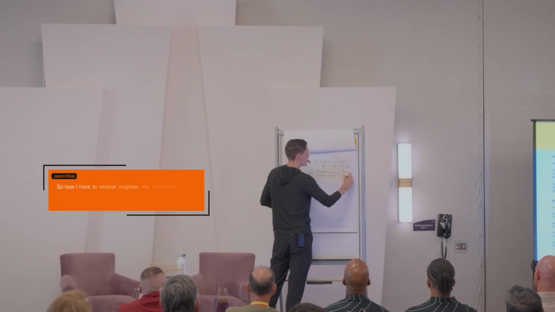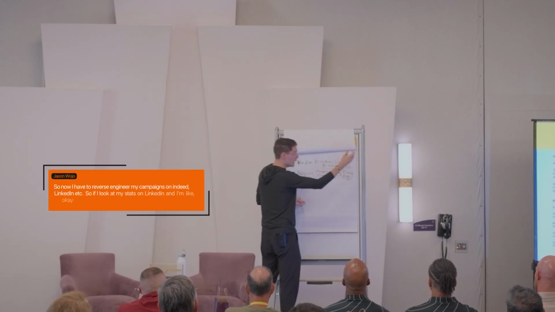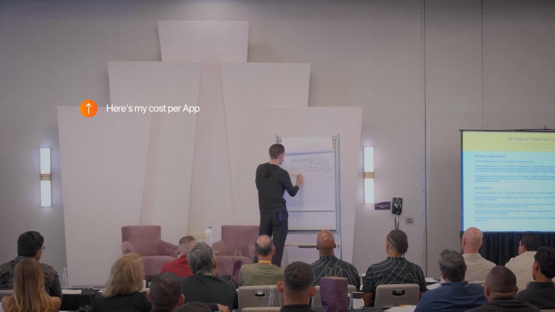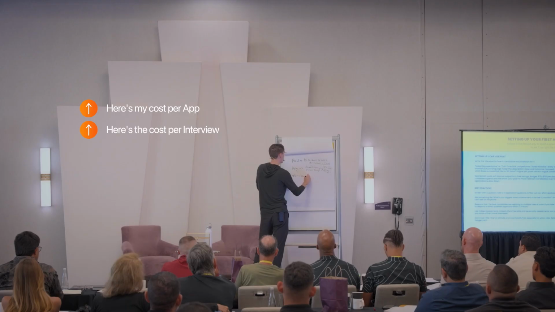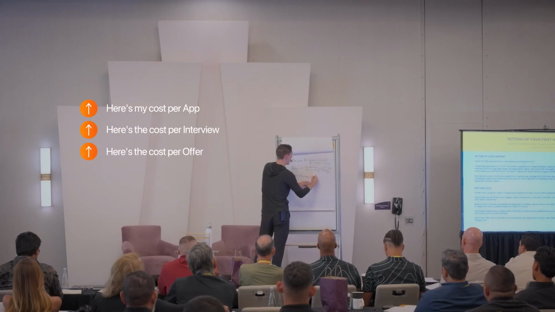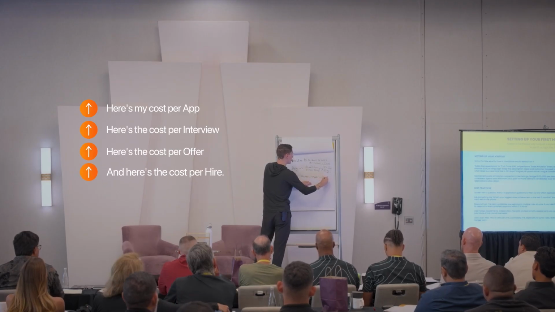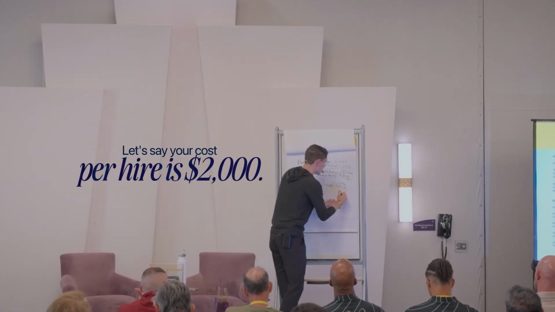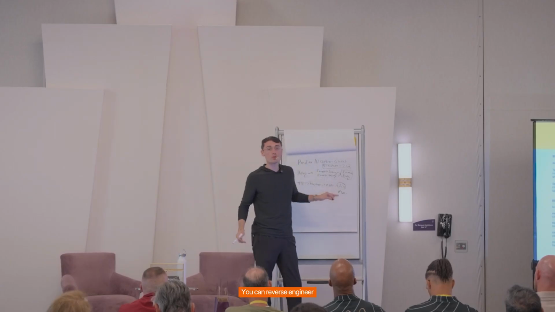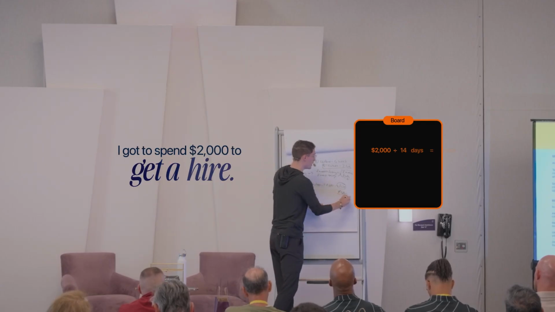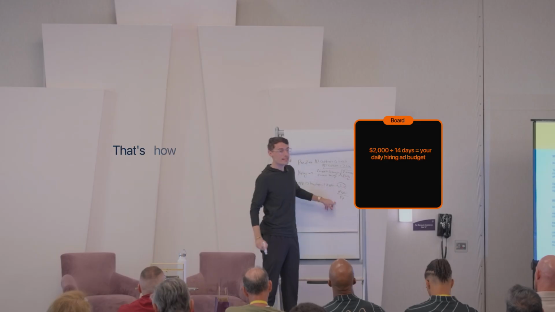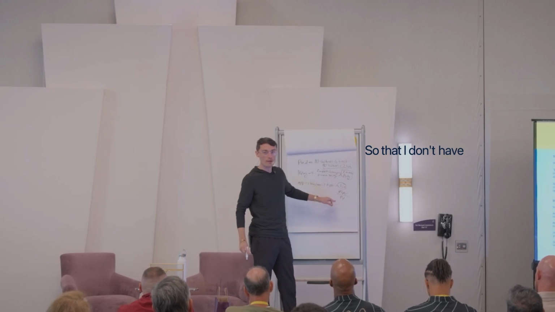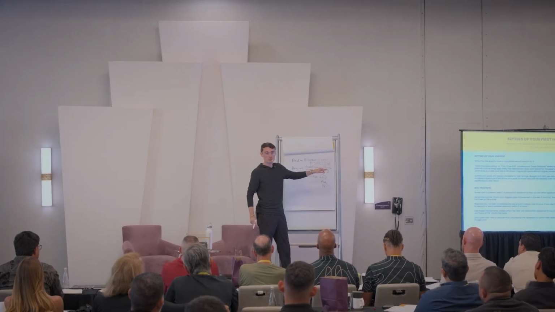So now I have to reverse engineer my campaigns on Indeed, LinkedIn, etc. So if I look at my stats on LinkedIn, here's my cost per app, here's the cost per interview, here's the cost per offer, and here's the cost per hire. Let's say your cost per hire is $2,000. You can reverse engineer and say, all right, cool, I gotta spend $2,000 to get a hire, divide that by 14 days. That's how much my hiring budget per day on ads needs to be so that I don't have constraints with fulfillment. Does everybody understand this?